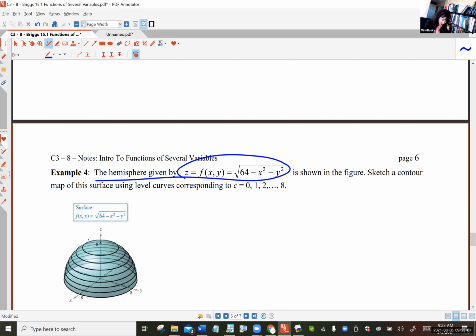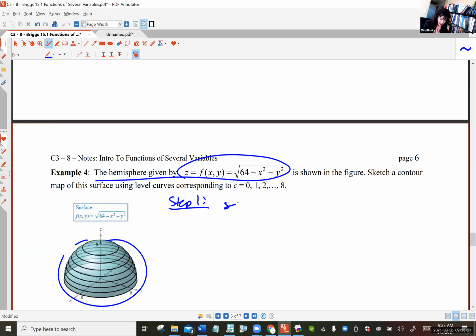So I hope you can see that it does look like it's going to be a bunch of concentric circles, but how did they get that? You would have to figure that out. So step 1, and if I don't see step 1 on your paper, even if you picked the right answer on your multiple choice, I take away points.